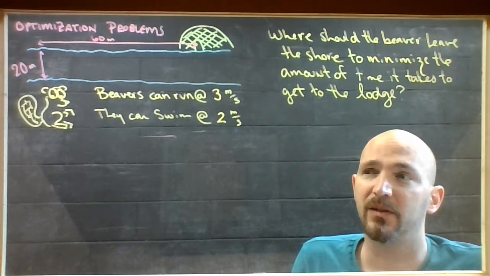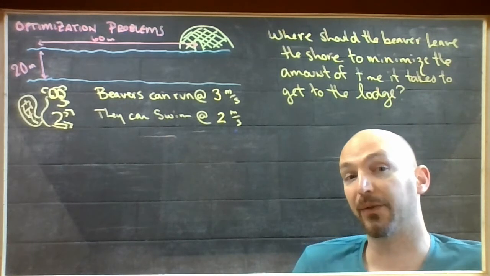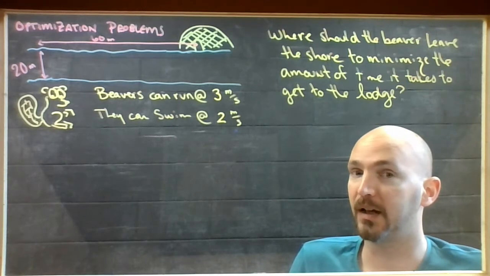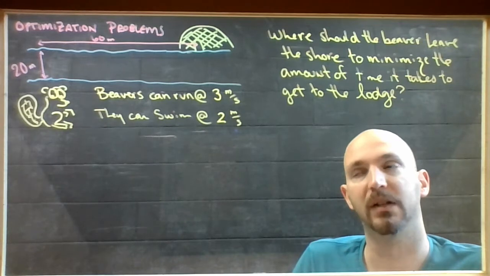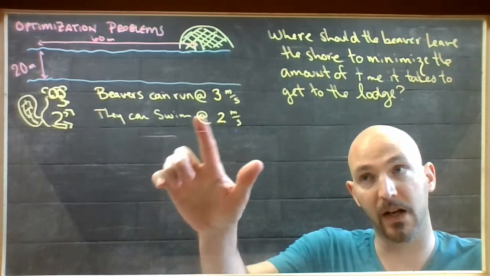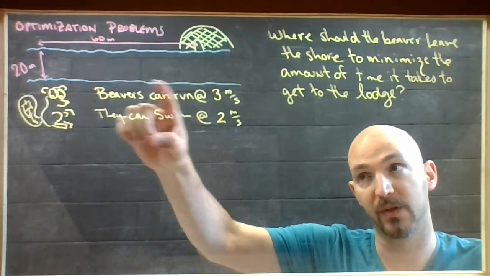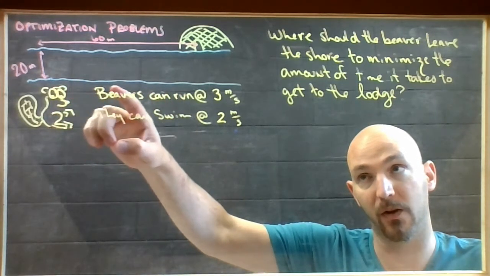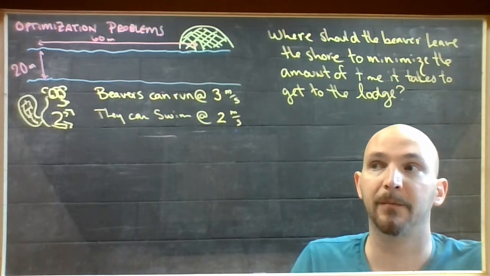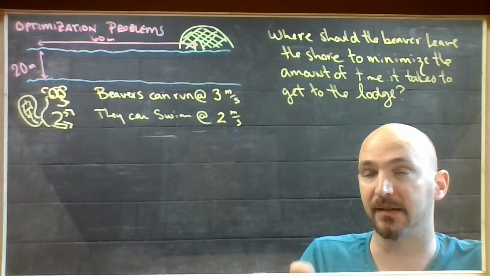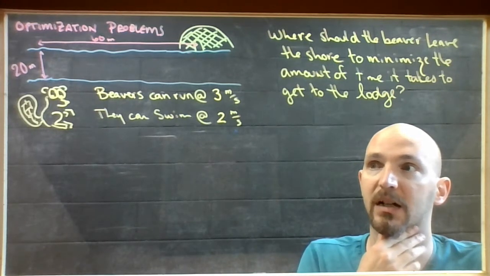So if I do some very rigorous scientific study to determine that a beaver can run at 3 meters per second and can swim at 2 meters per second, then this particular beaver has a problem to solve. Because if it were to run, it can run faster, but it can only run on land. So in order to get there, it would have to run all the way down and then still swim across the river. That would be at its fastest speed, though, using its fastest amount of speed for the longest amount of time.